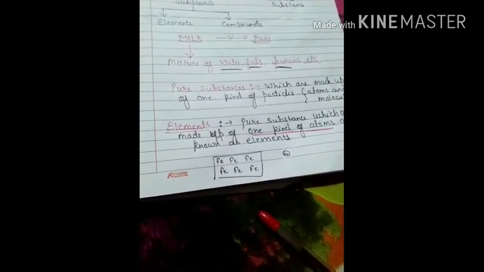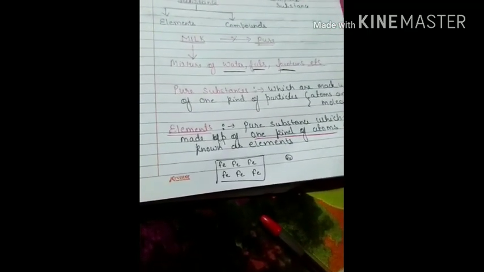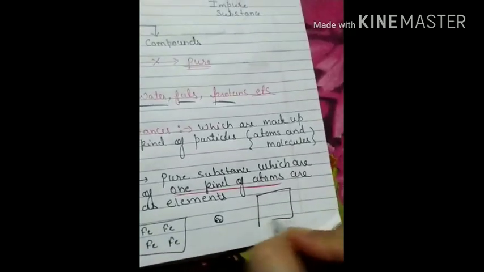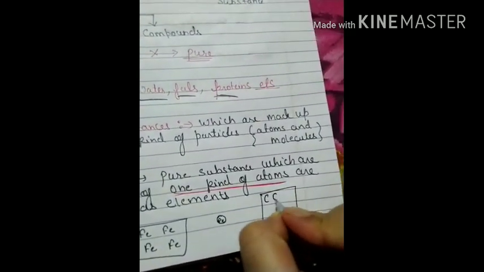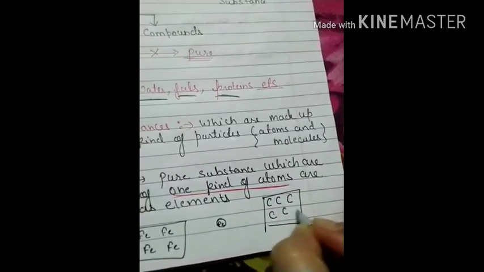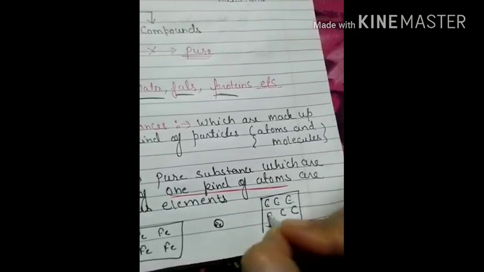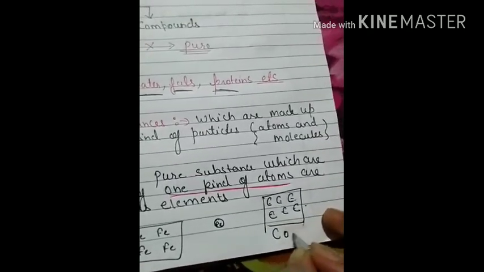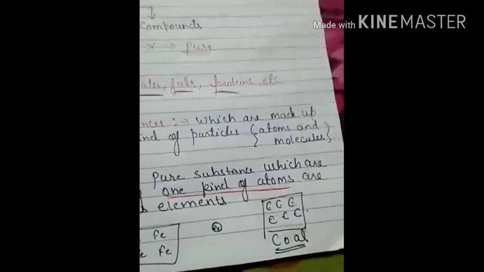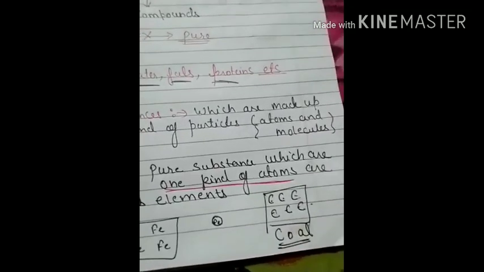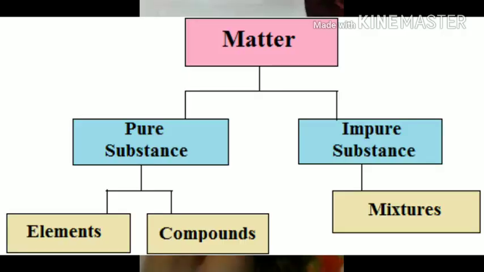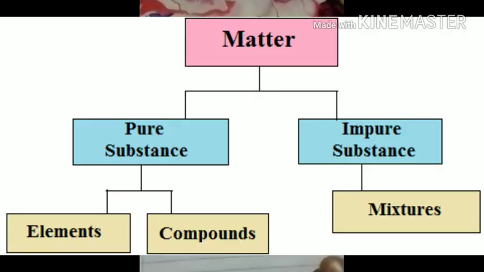If I ask students whether coal is a pure substance or impure, they will say impure. No, coal is a pure substance. If we zoom into coal, coal is made up of carbon, and carbon is an element made up of atoms of carbon. So coal is also a pure substance. It is not impure. Very, very important. Clear?